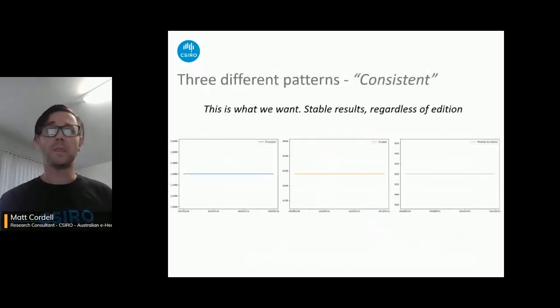So I've described these as, there's 3 general patterns to think about here. What we really want is stable results, regardless of the edition we're using. And we can see this with our transport, assault, and medical accident categories. Apologies if you can't read this, but the idea is more the impression of these graphs rather than the specific numbers here. We can see on our x-axis we've got the 4 different releases from left to right, and we've got a nice flat line. We're getting the same sort of results, regardless of which edition we use.